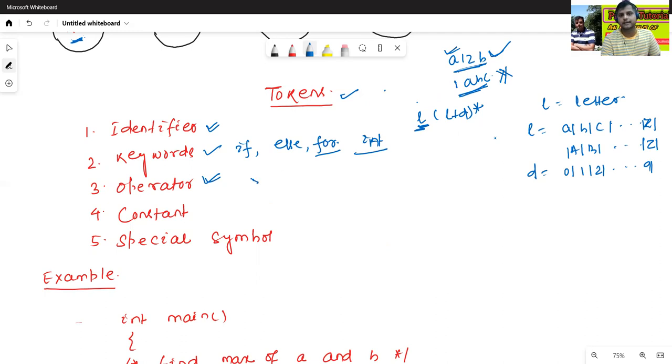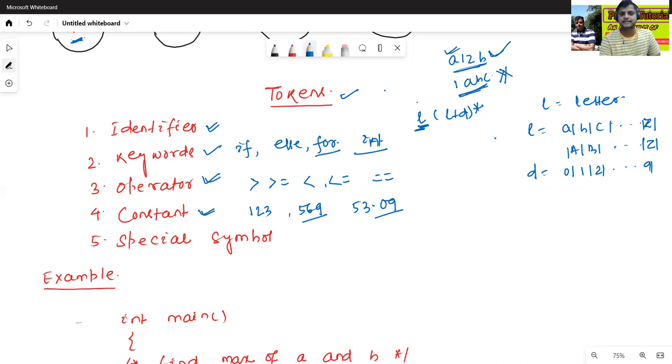Some operators: greater than, greater or equals to, less than, less or equals to, equals to, double equals to. Okay, these are called the operators. Next one, the constant. What is the meaning of constant? Constants like 1, 2, 3, 5, 6, 9. These are called the constants. Suppose 5, 3, or some floating points like 53.09, these are called constants, okay?